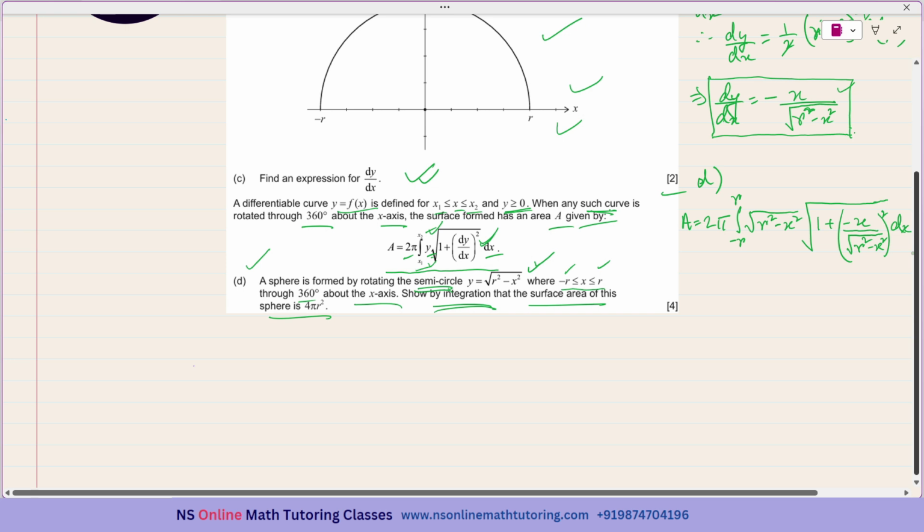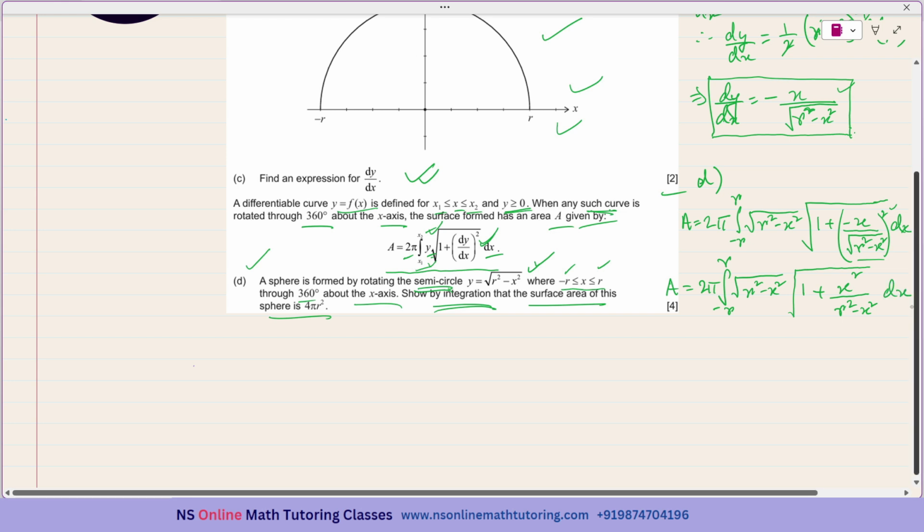So first of all, let us do some simplification. This is 2 pi, minus r to plus r, square root of r square minus x square, times square root of 1 plus (minus x) whole square, which is x square, and square root of r square minus x square whole square will be r square minus x square, dx.